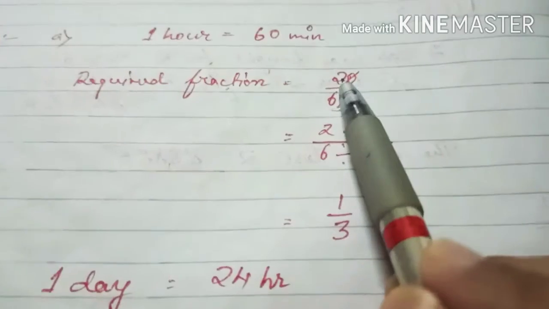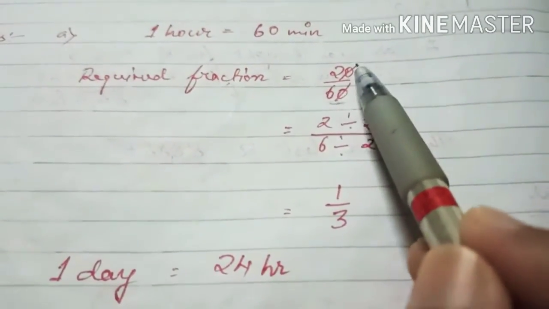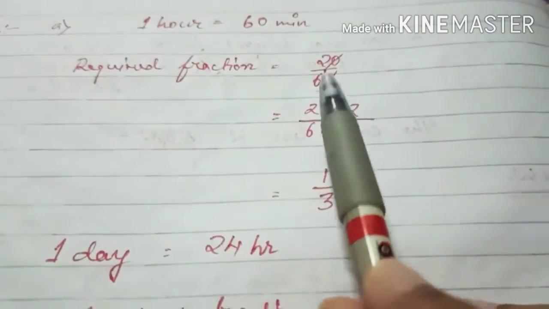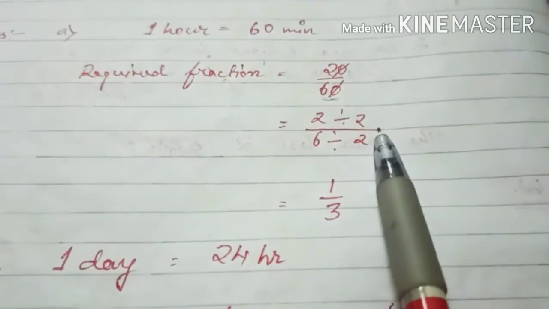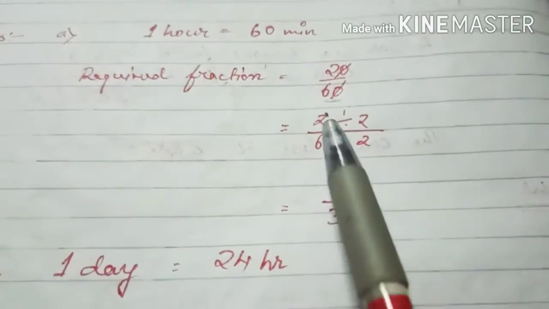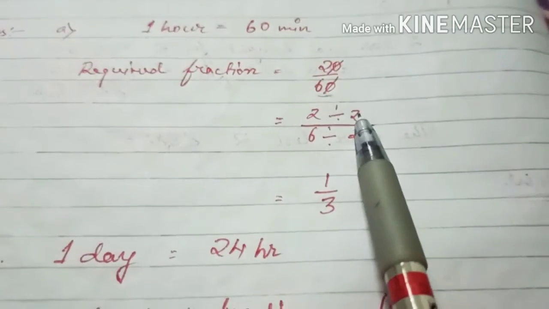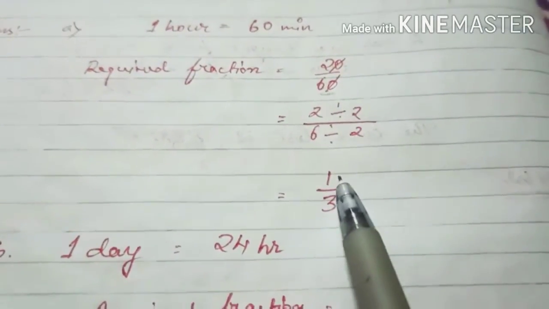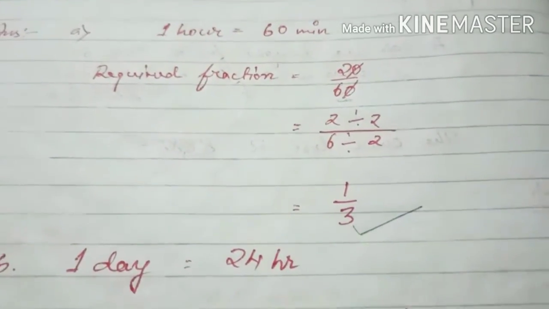If you can see, in 20 by 60, 0 is common in both the numerator and denominator. So we will cut the zeros. Then we will take the next line. In the next line I have written 2 by 6. See, 2 and 6 have a common factor, that is 2. So we will divide both the numbers by 2. After dividing we have got 1 by 3. So this is the answer, this is the required fraction.